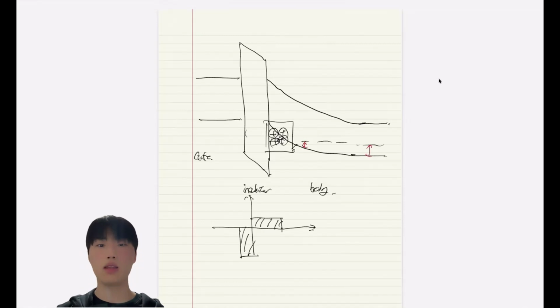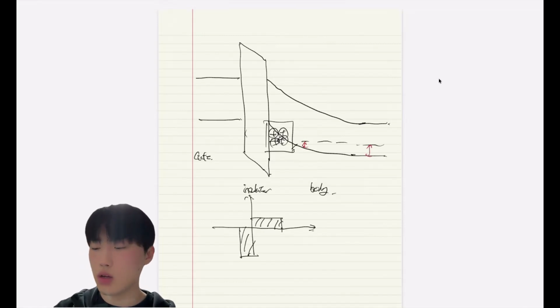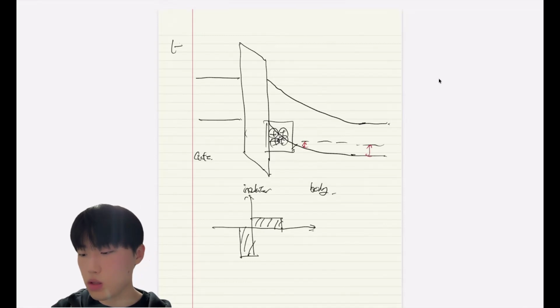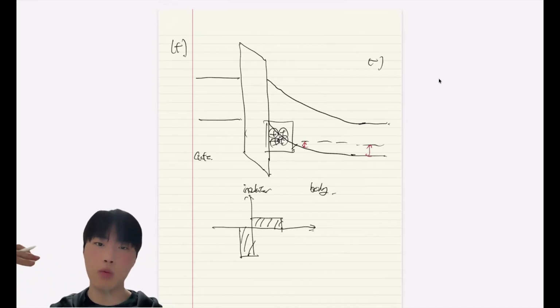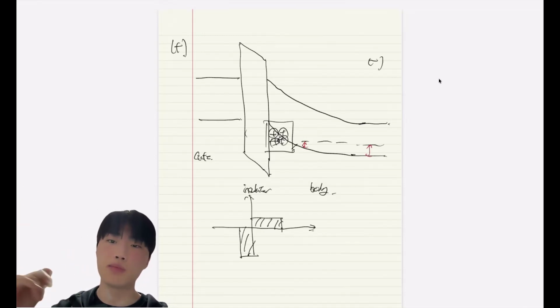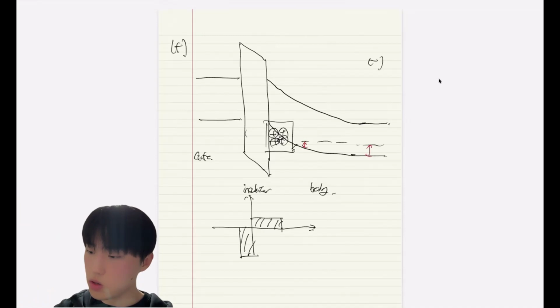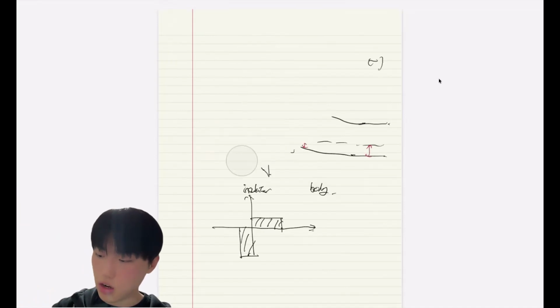So the next step is a plus bias on the gate side and a minus bias on the body side. As I mentioned, when we have a minus bias, it goes higher on the energy band diagram. So let's draw the energy band diagram again.